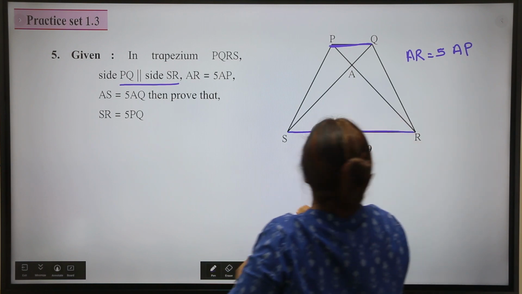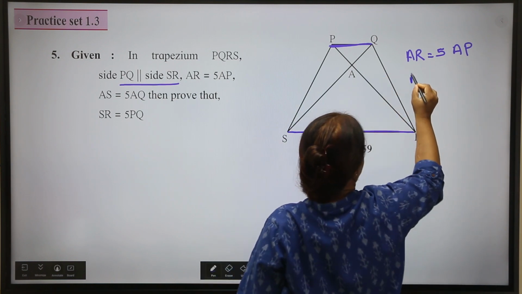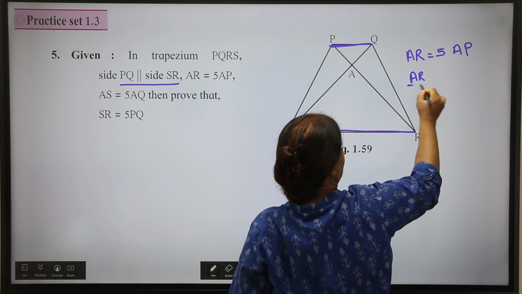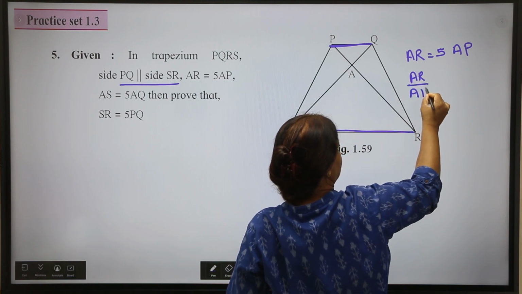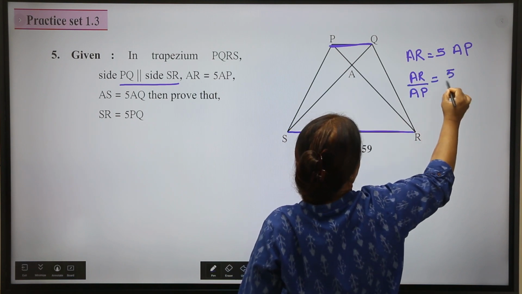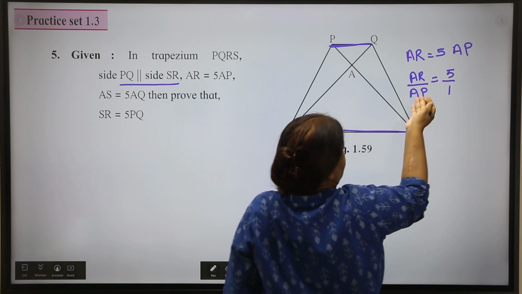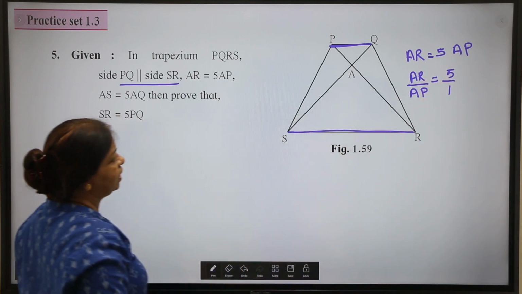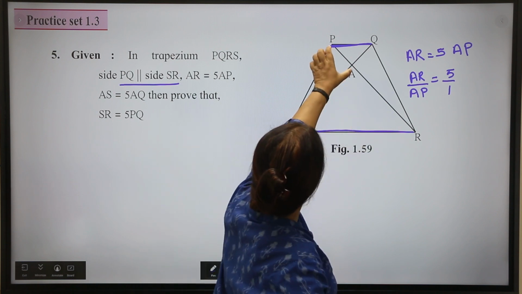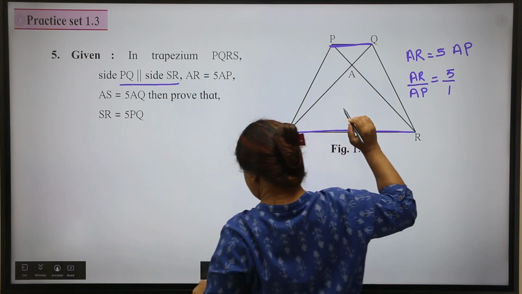Okay, so let me write it in a systematic way. AR upon AP is equal to 5 upon 1. Yes, I just shifted AP down. AR upon AP. AR is where? Here, and AP is here. This is AR.